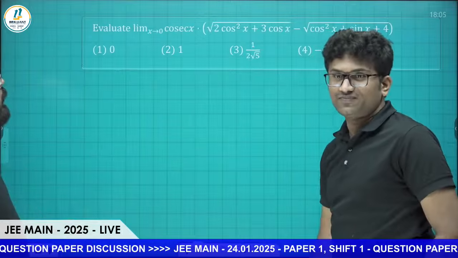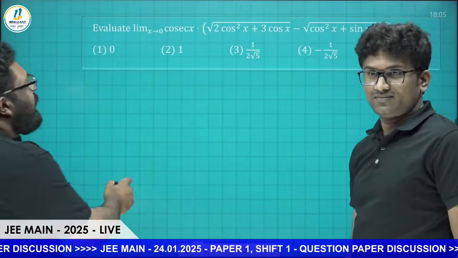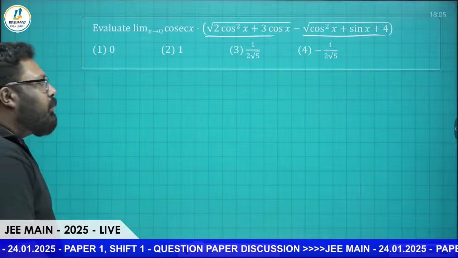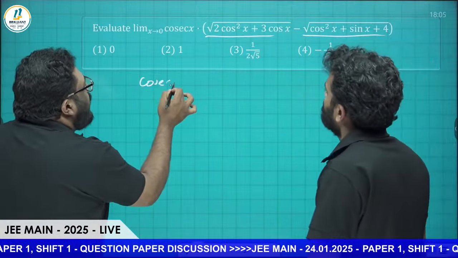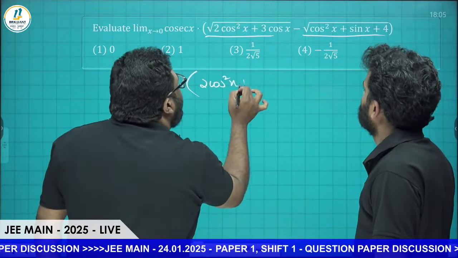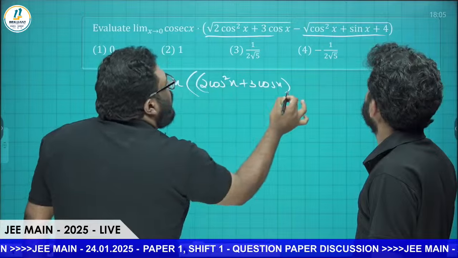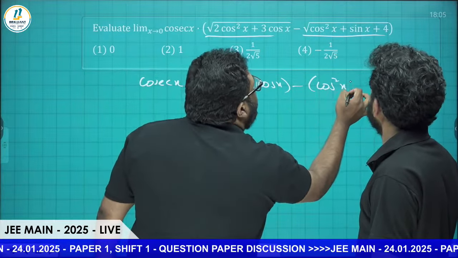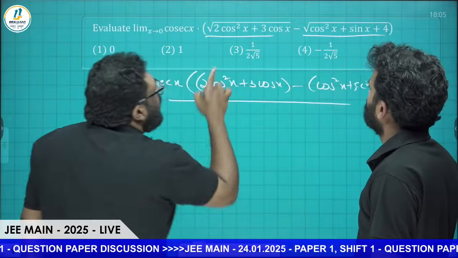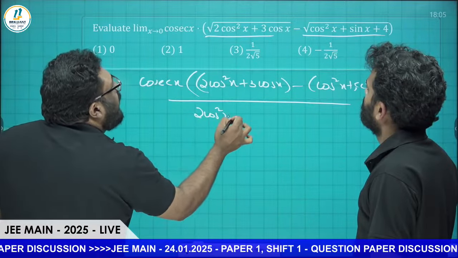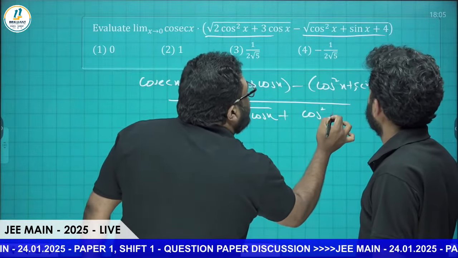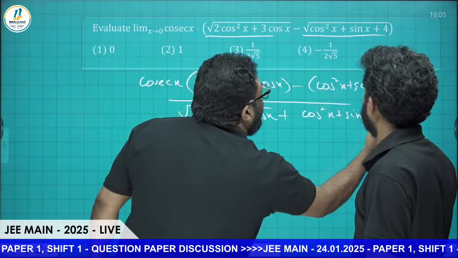Next question. Evaluate this, my dears. Again, you can see a square root form, so you can simply try to rationalize this. If you rationalize this, you're going to get cosec x into the numerator, 2 cos squared x plus 3 cos x minus cos squared x plus sin x plus 4, divided by, rationalizing, the square root of 2 cos squared x plus 3 cos x plus the square root of cos squared x plus sin x plus 4.